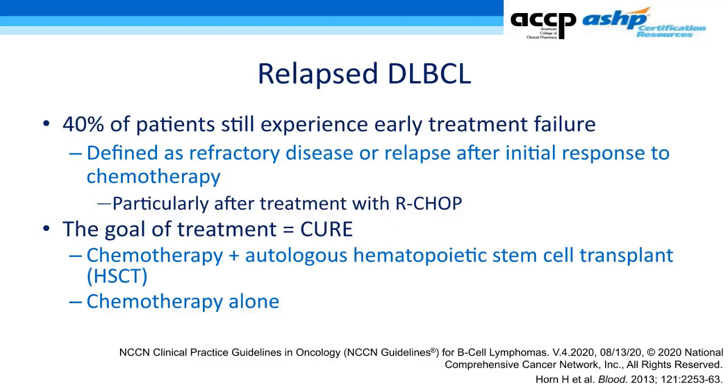So despite the impressive responses with R-CHOP and other dose-intensive strategies like dose-adjusted R-EPOCH, about 40% of patients with diffuse large B-cell lymphoma will experience treatment failure, and this often occurs early in their treatment course. The goal of treatment in a relapsed diffuse large B-cell lymphoma patient is still to cure them. Your strategy is going to depend on whether they're proceeding to an autologous stem cell transplant, or if they're not a candidate and you only need to treat them with chemotherapy alone.